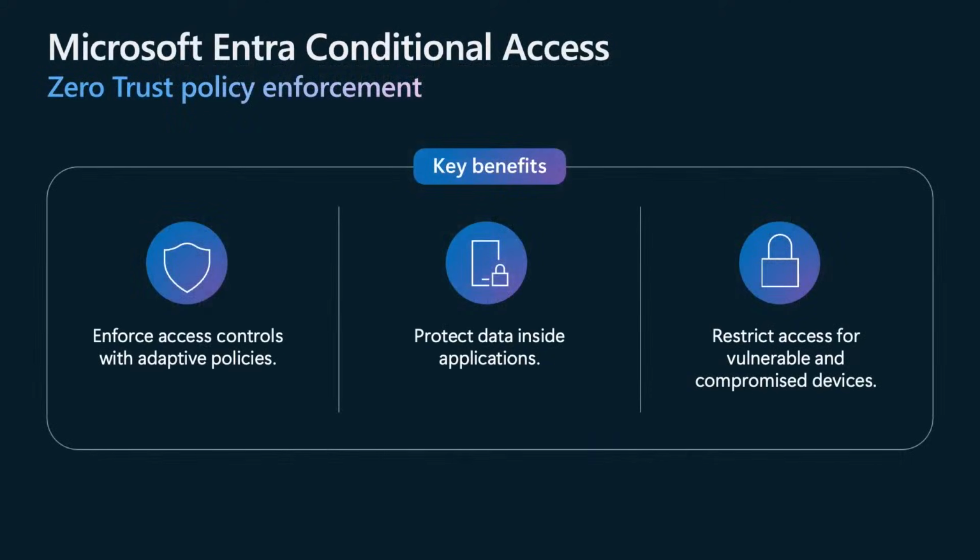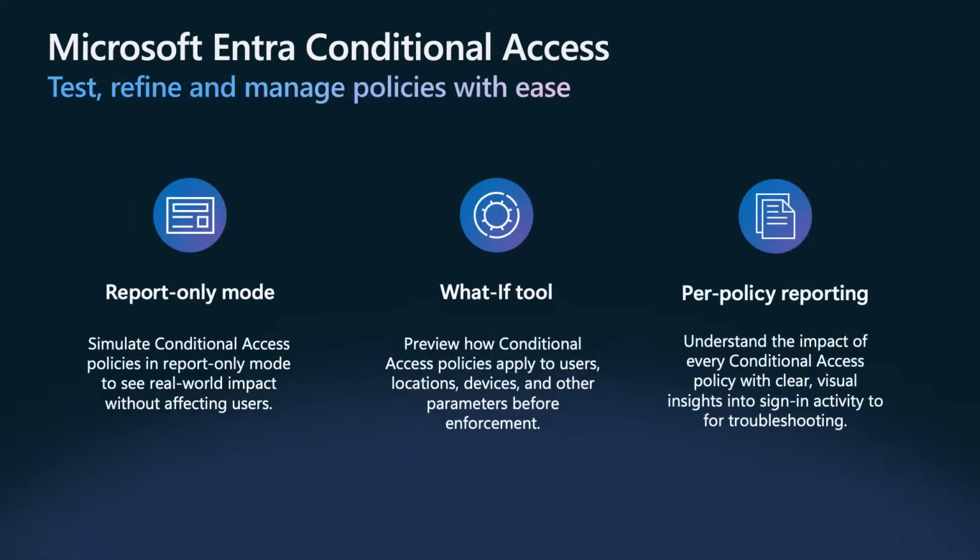Microsoft Entra Conditional Access is Microsoft's Zero Trust policy engine, and it delivers three key benefits. First, it enforces adaptive access controls, so you can require multi-factor authentication when users access sensitive resources from outside the network. Second, it protects data inside applications by monitoring sessions and applying controls in real time, whether those apps are on-prem or in the cloud. And third, it restricts access from vulnerable or compromised devices, ensuring that only healthy and trusted devices are allowed to connect.